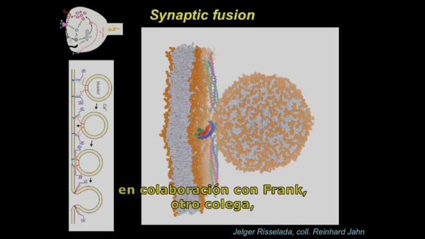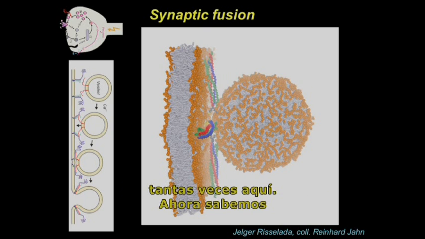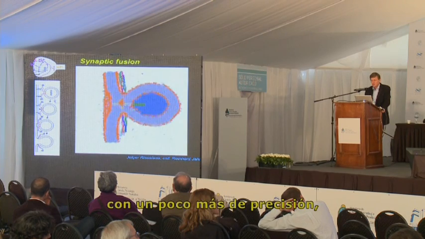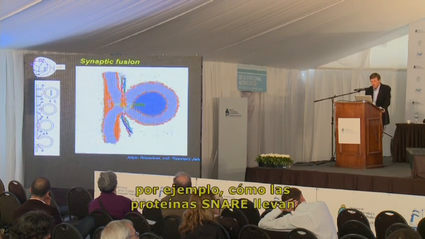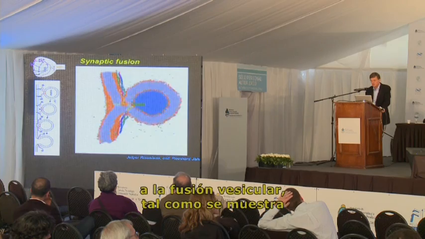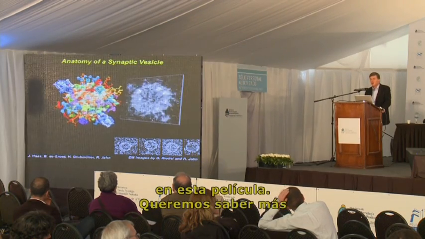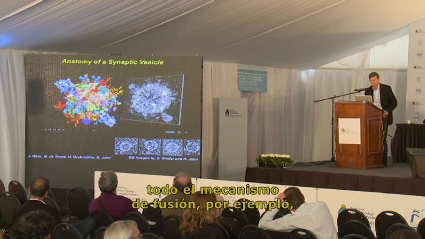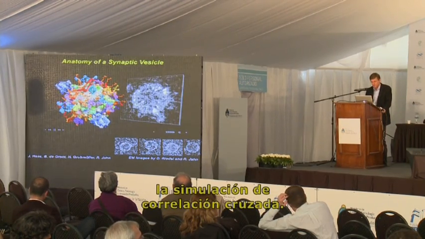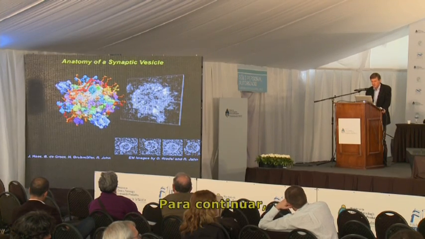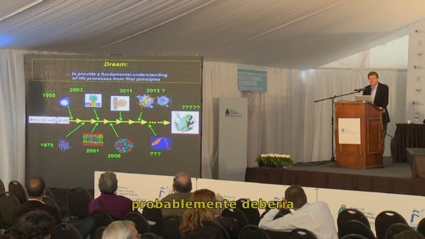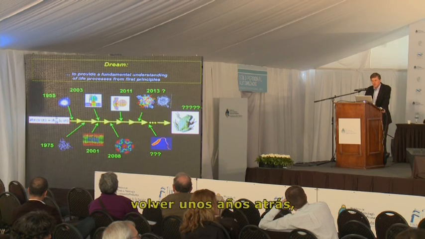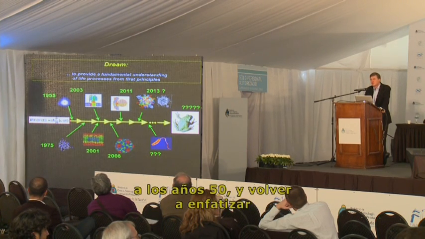We are also currently, in close collaboration with Reinhard Jahn, looking at vesicle fusion, which has been mentioned several times here. So we know a little bit more accurately now how, for example, SNARE proteins drive vesicle fusion, as you can see here in that movie. And we aim at whole vesicles, including the whole fusion machinery, for example, as you can see here with coarse-grained simulation.